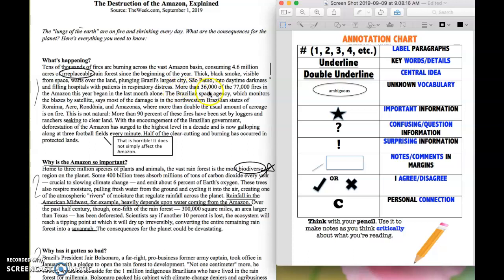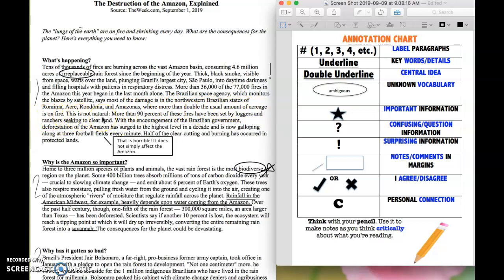More than 36,000 of the 77,000 fires in the Amazon this year began in the last month alone. Okay. The Brazilian Space Agency, which monitors the blazes by satellite, says most of the damage is in the northwestern Brazilian states of Roraima, Acre, Rondônia, and Amazonas. Sorry, guys. Where more than double the usual amount of acreage is on fire.